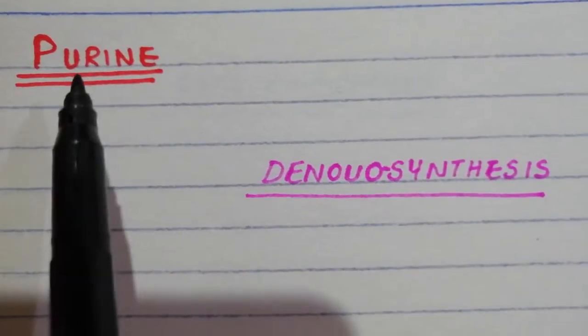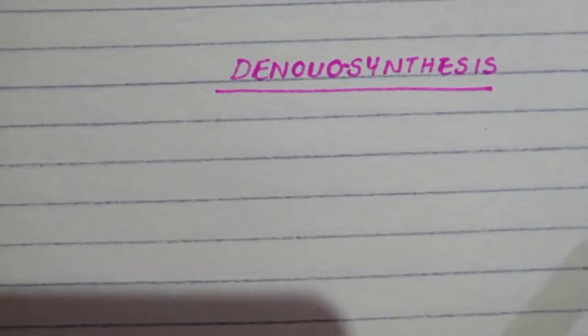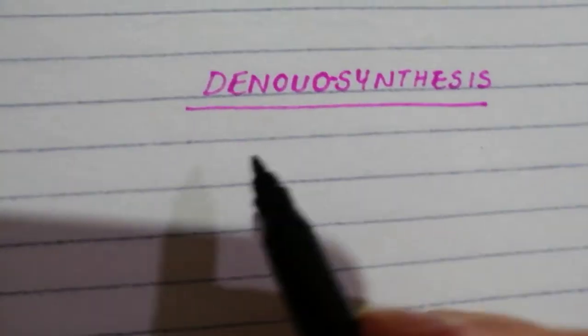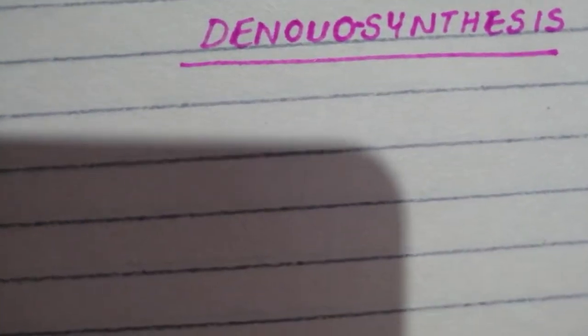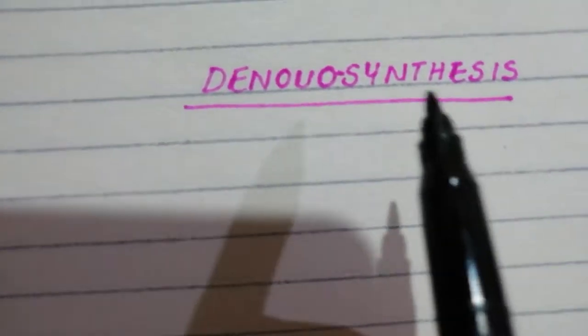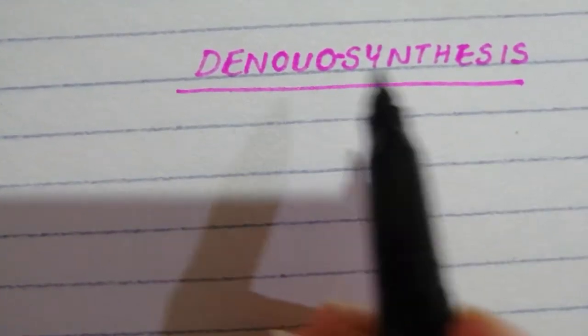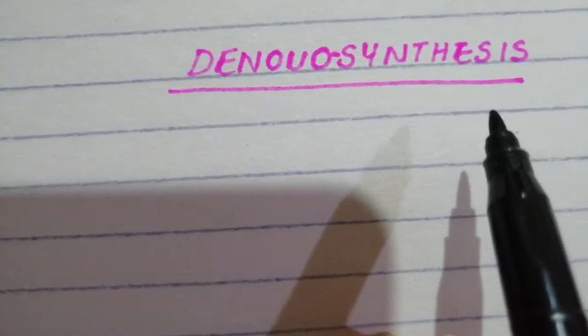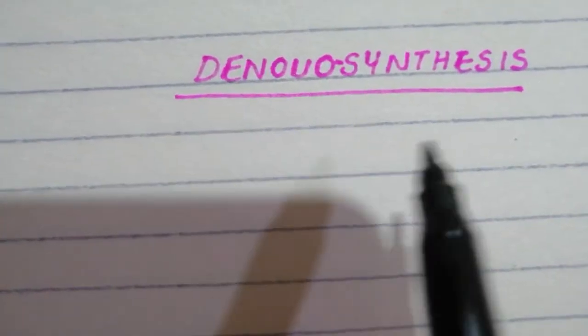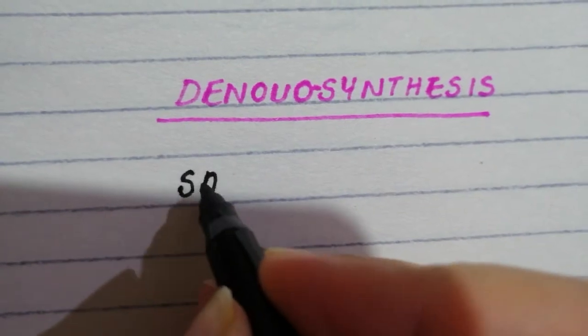Hello everyone, so we are talking about purine nucleotide synthesis, and this is a very important topic. So how do we eventually get a purine nucleotide via biosynthesis? There are two ways of going about this. First of all is de novo synthesis. In de novo synthesis, the purine nucleotides are produced in the body from scratch. There is also another pathway known as the salvage pathway.